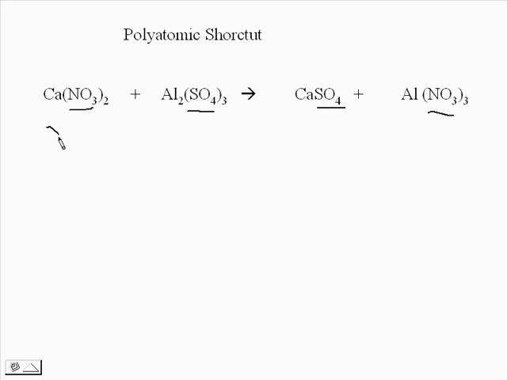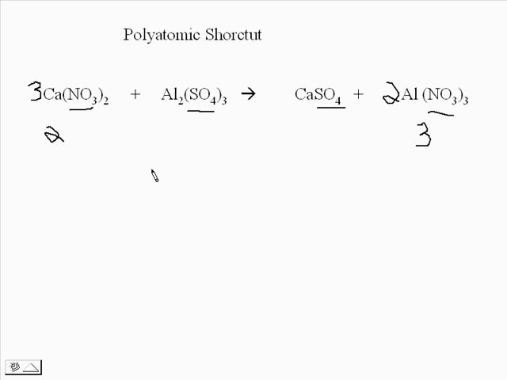I have 2 nitrates on this side. I have 3 nitrates on this side. So again, there isn't a magic number that will make those balanced other than they share a common number, which is 6. So I'm going to multiply this side by 2 to get 6 nitrates. To do that, I need to put the 2 in front. And I'm going to multiply this side by 3 to get my 6 nitrates. So on both sides now I have 6 nitrates.